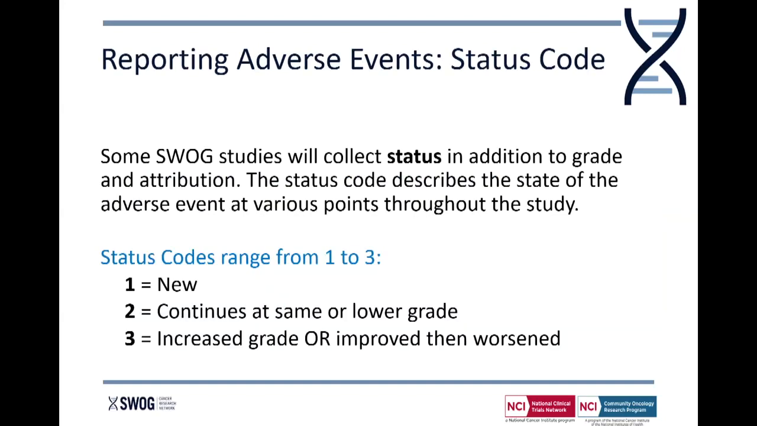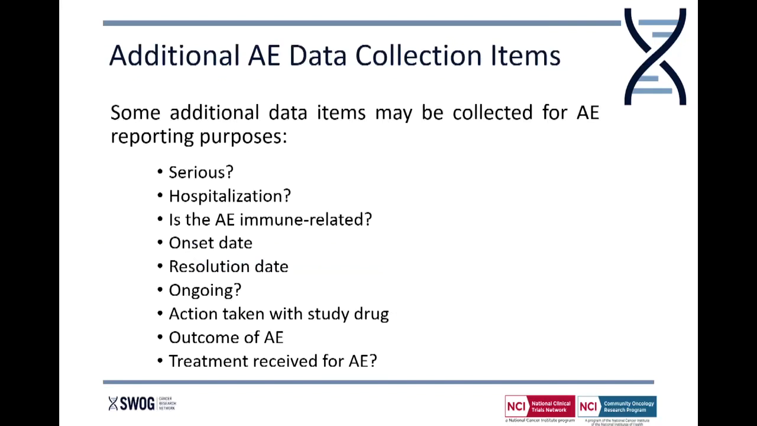Some SWOG studies also collect status codes in addition to grade and attribution, which represent the state of the adverse event at various points throughout the study. The status can be new if it was the first occurrence of the event on the study, or for previously reported AEs, the status could be continuing at the same or lower grade, or increased in grade, or improved and worsened, and that is in comparison to the previous cycle, or for cycle 1 in comparison to baseline. Here are some of the other data items that might be collected for each AE. Recall that the adverse event form is available on the master form set and provides insight on which specific data fields are being collected for a particular study protocol.